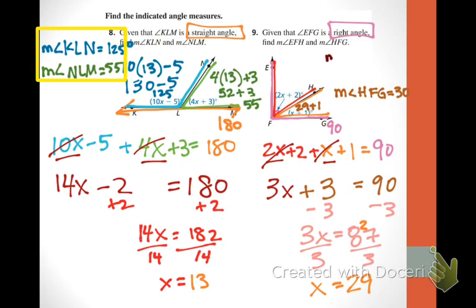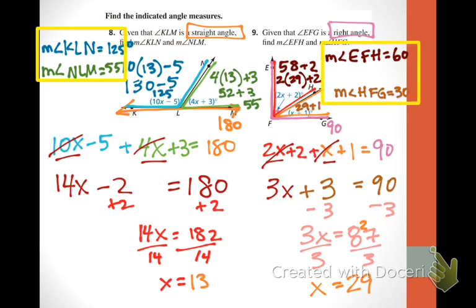60. But why would we want to do the math anyways? Yeah, just to check. We could be wrong. So you would do 2 times, what did we say? 29, which is 58. Plus 2 makes 60. So they're good. They add up to 90. Good to go.